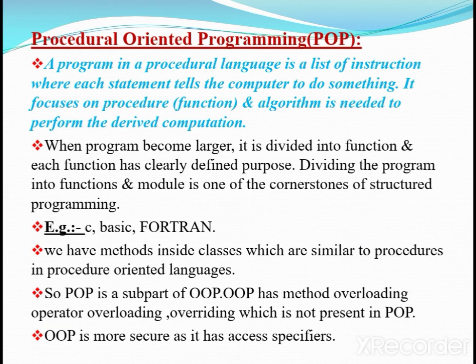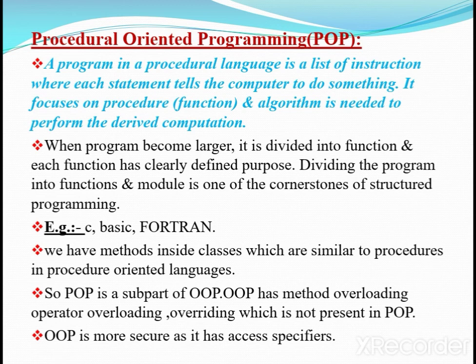Next one, procedural oriented programming, in short, POP. A program in a procedural language is a list of instructions where each statement tells the computer to do something, and it focuses on procedure. Procedure is nothing but functions, and an algorithm is needed to perform the derived computations. Procedural language is a step-by-step execution of instructions. This is how you expect your program to be. You want it to be executed step by step in a definite procedure.